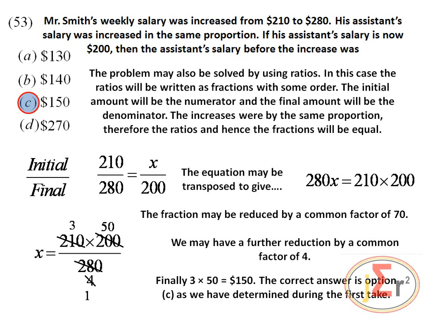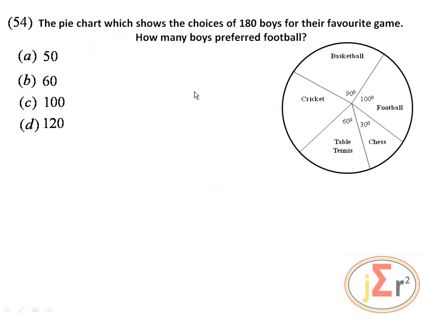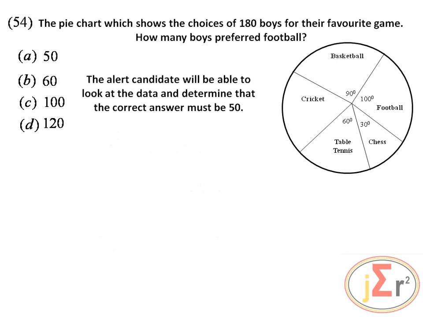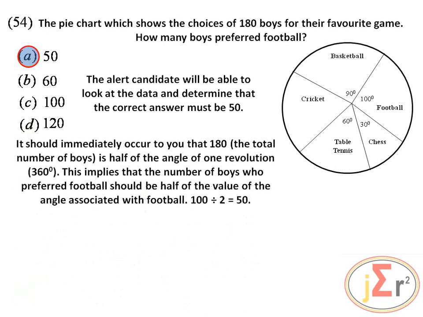So we may use ratio, we may use just plain common sense, as we have done before. The pie chart shows the choices of 180 boys for their favorite game. How many boys preferred football? The alert candidate will be able to look at the data and determine that the correct answer must be 50. Right. So if you're alert, you look at the circumstance that you have there and you know that the answer is 50 and that you may do in less than 3 seconds.